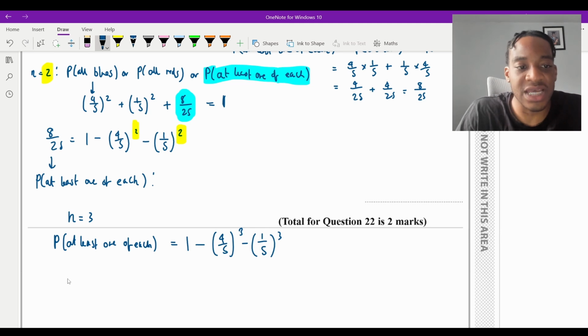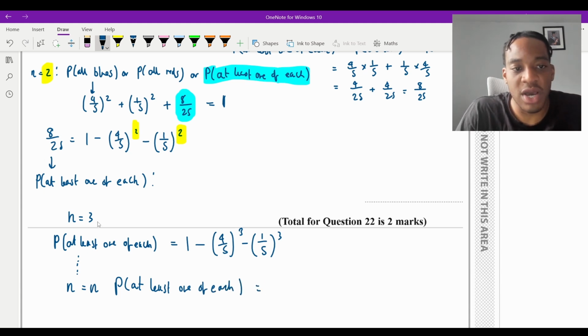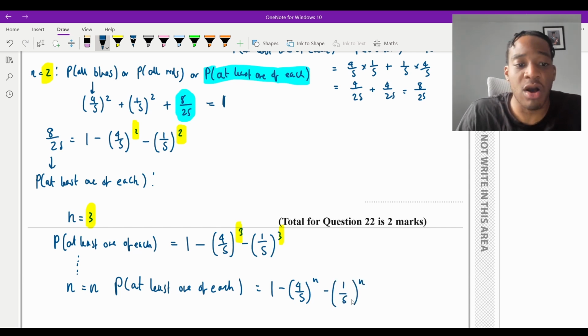Now, if I extend this for any value of n, which I do, n is equal to n here, then the probability of getting at least one of each color is just going to equal, well, again, the pattern here: this is n equals 3, this is a 3 here, this is a 3 here. So we can see that the answer is just going to be 1 minus 4 over 5 to the power of n minus 1 over 5 to the power of n. And that will be your answer here.